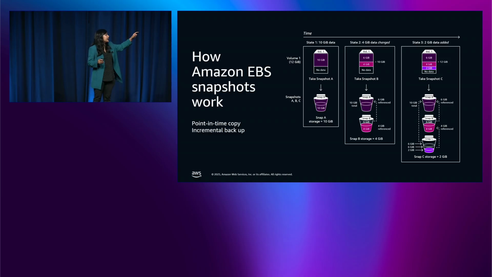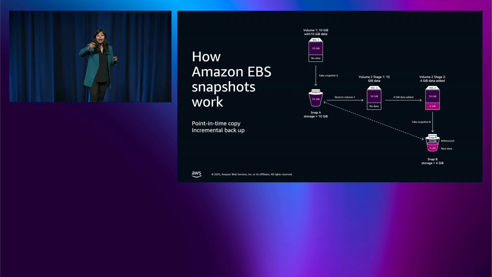In state three, let's say you have now added 2 gigabytes of data to your volume. In state three, we are only going to take the snapshot of 2 gigabytes, refer to snapshot B for 4, and then refer to snapshot A for 6. So you're only paying for the incremental backup here. That is the key takeaway I wanted you to have, to make sure that we are optimizing the cost for you here.